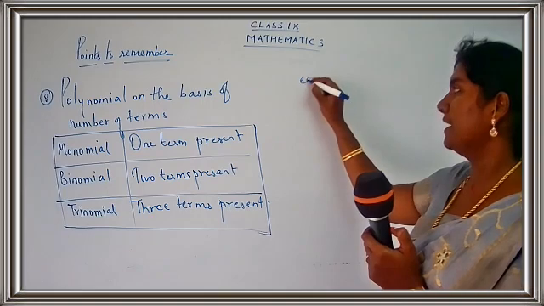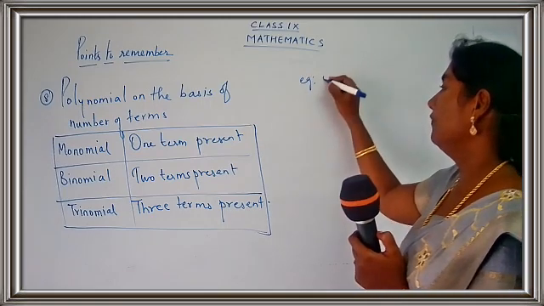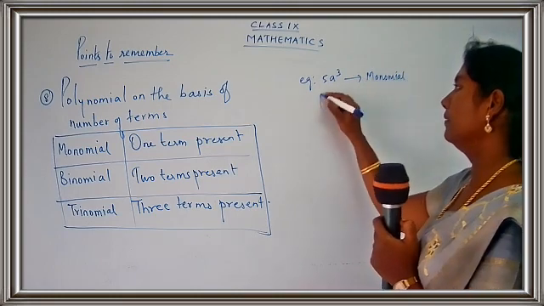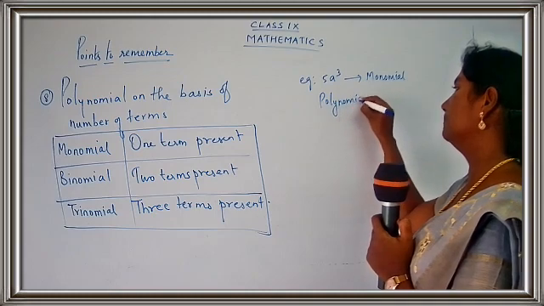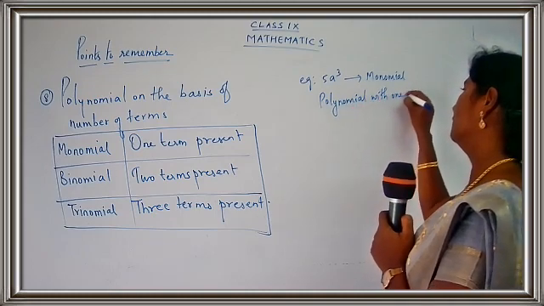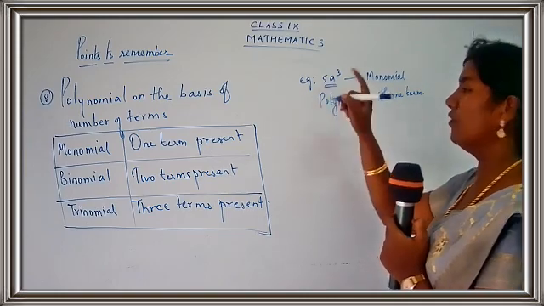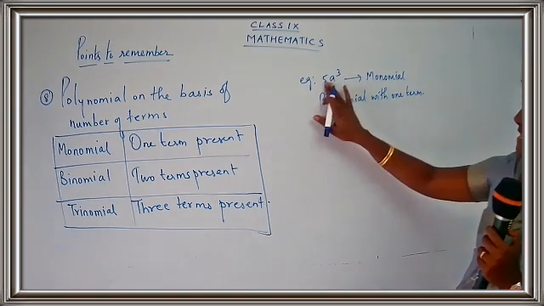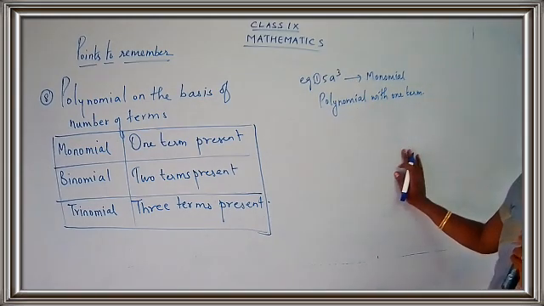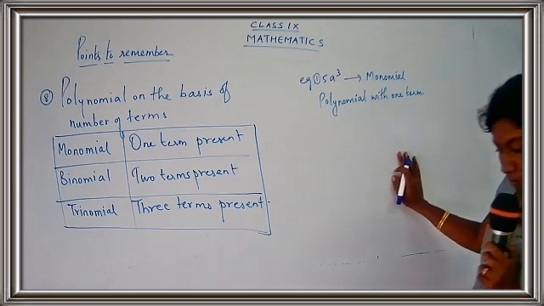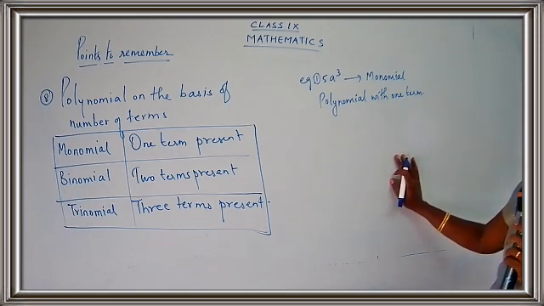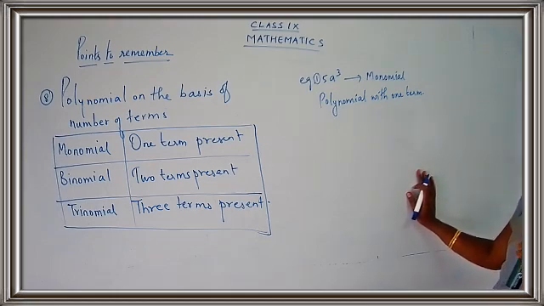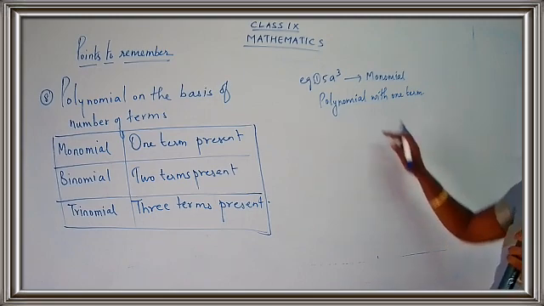So for example, 5a cube. Polynomial with one term. So how many terms are there? Only one term. 5a cube, only one term is present. So this is a monomial. Just take down the examples. First one, 5a cube. 5a cube is a monomial. Why is it a monomial? It is a polynomial with one term. Remember to write one term. Only one term is present.